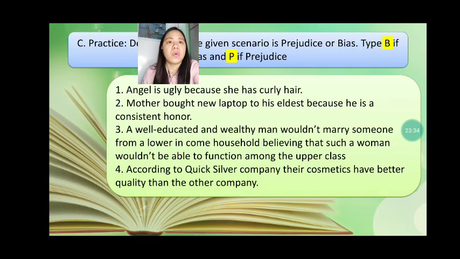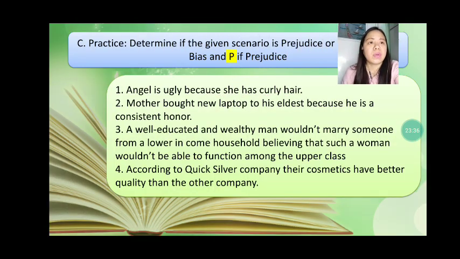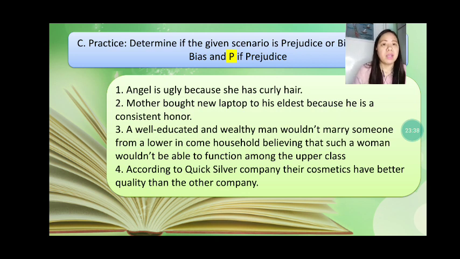Alright, so in here, let us try. So we are just going to identify if the scenario is bias or prejudice. Angel is ugly because she has curly hair. What do you think is the answer? The answer is prejudice, right? Dahil lang curly hair, pangit na. It's not that way, okay? Mother bought new laptop to his eldest because he is a consistent owner, then that's bias. It's because why does siya lang ang binilan ng laptop, why the other no?